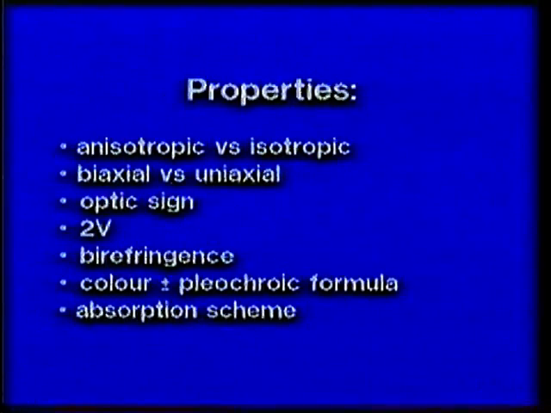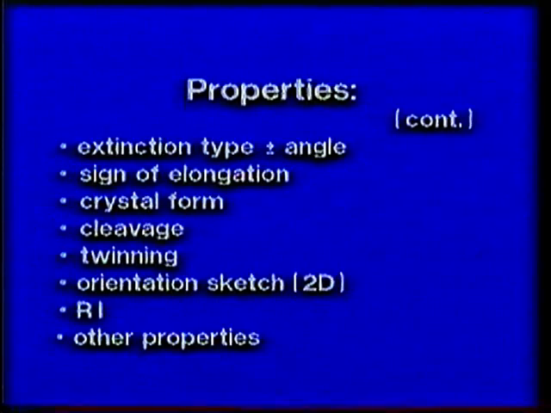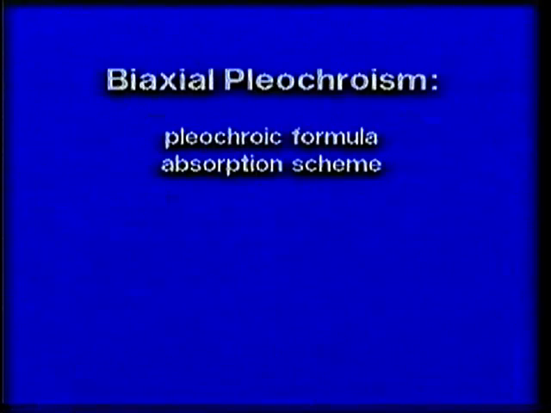Most of these properties are determined in the same way as for uniaxial minerals. Some properties like pleochroism require different procedures. Procedures for extinction and optical orientation are generally more complex than for uniaxial minerals. Procedures differing from those used for uniaxial minerals will now be explained.